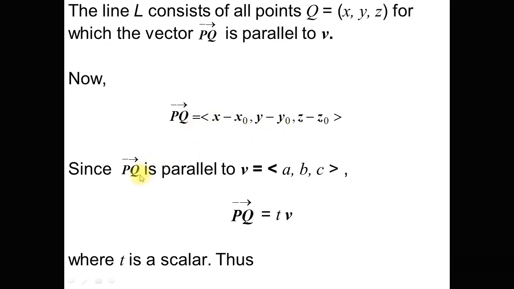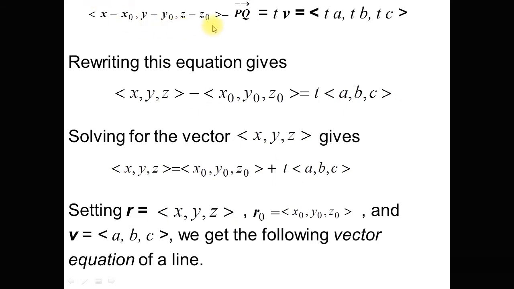Now since the PQ vector is parallel to the vector V, and we know that two vectors are parallel if they are scalar multiples, PQ will be equal to tV, where t is a non-zero scalar. So two vectors are parallel if they are scalar multiples. Now multiplying this t to the vector V, we obtain, and you see over here, x minus x naught, y minus y naught and z minus z naught is actually PQ, and PQ is equal to tV. So multiplying t to the vector V component-wise gives ta, tb and tc.